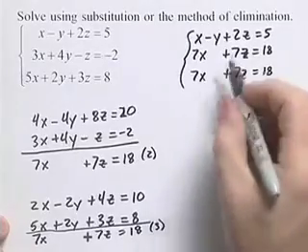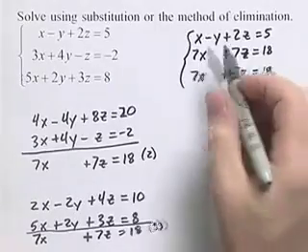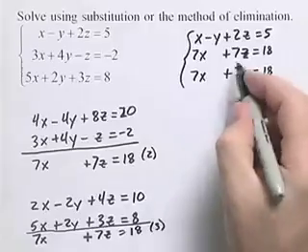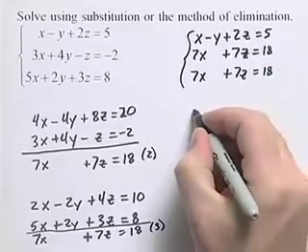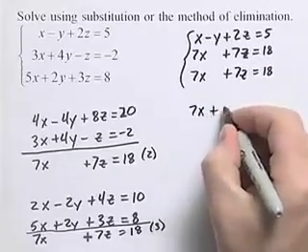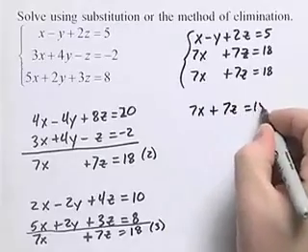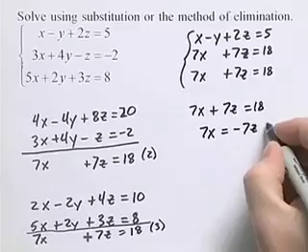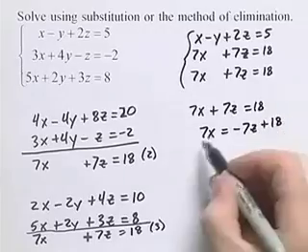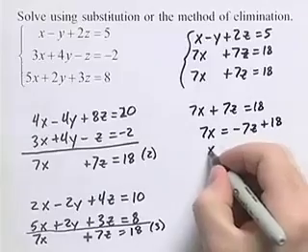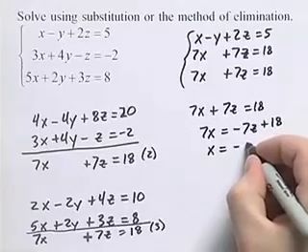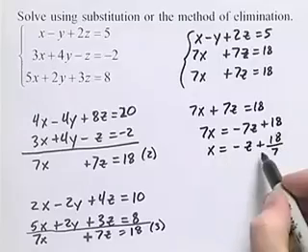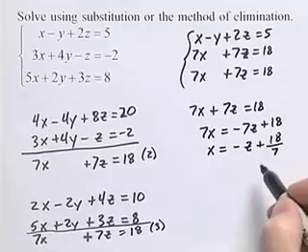We're going to determine the infinite number of solutions by solving this second equation for x and get it in terms of z. So we're going to have 7x plus 7z equals 18. 7x equals negative 7z plus 18. We're going to divide both sides by 7, so we'll have x is equal to negative z plus 18 sevenths. We've expressed x in terms of z.